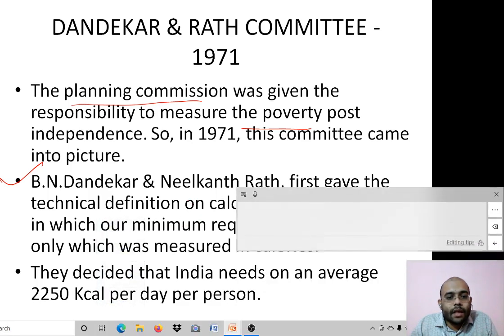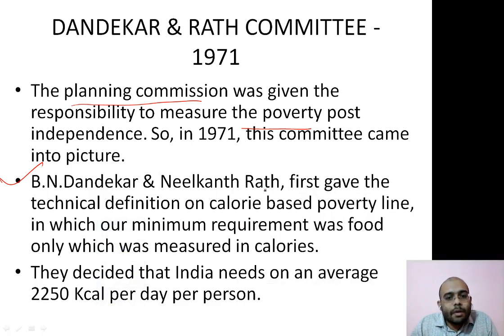was food, only, which was measured in calories. The minimum requirement was fixed by the Dandekar and Rath Committee as food. Remember this. And they decided that India needs on an average 2250 kilocalorie per day per person. They have not segregated India into rural and urban. They said that India on an average requires 2250 kilocalorie per day per person.